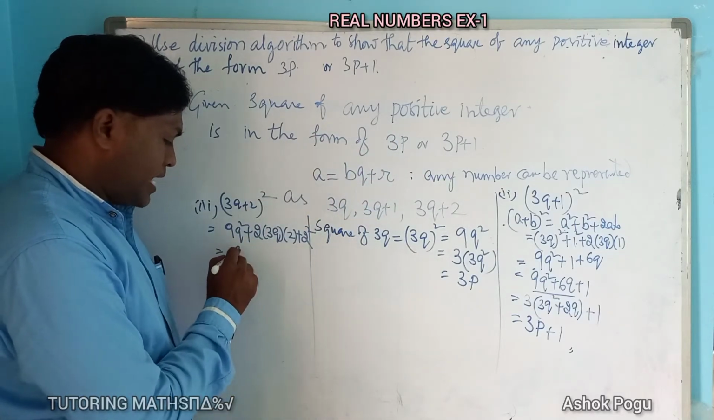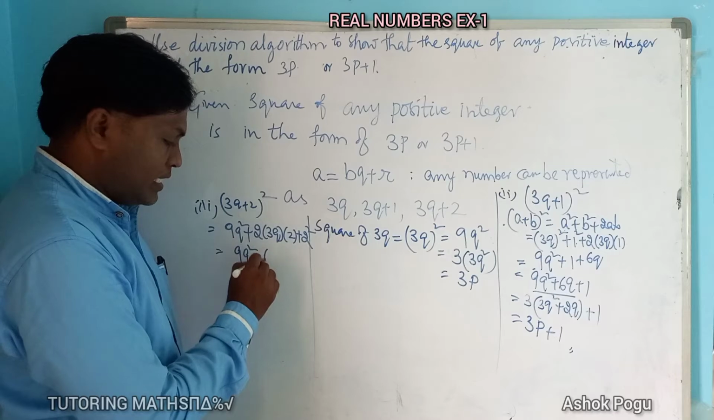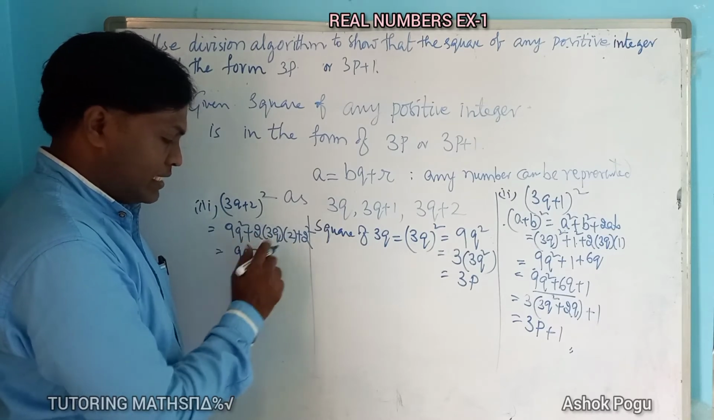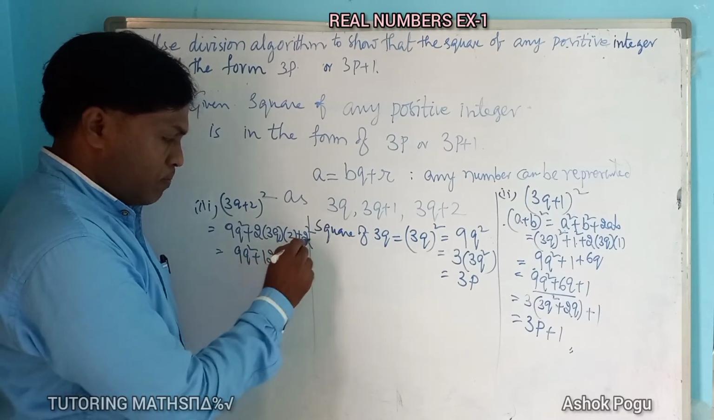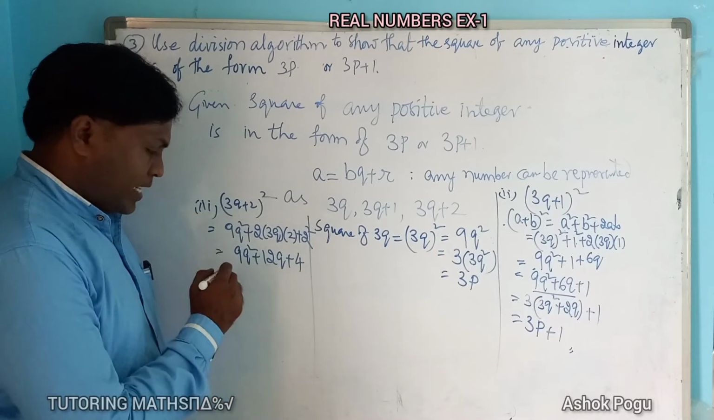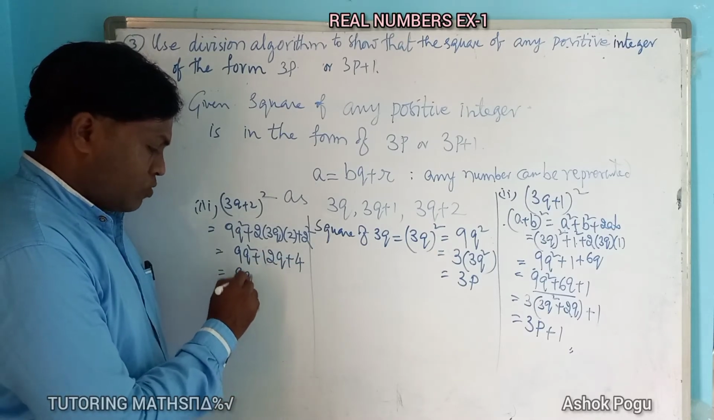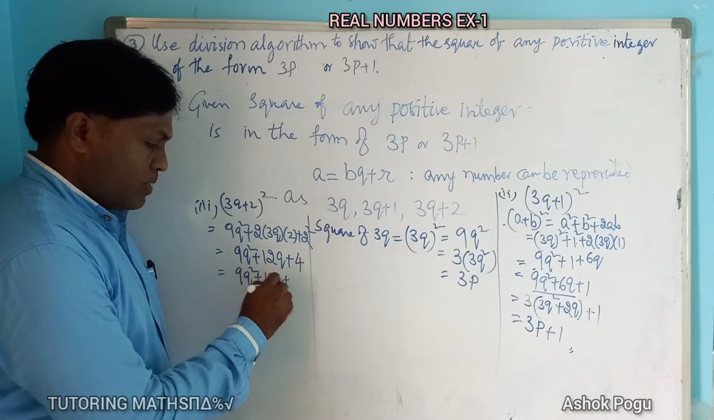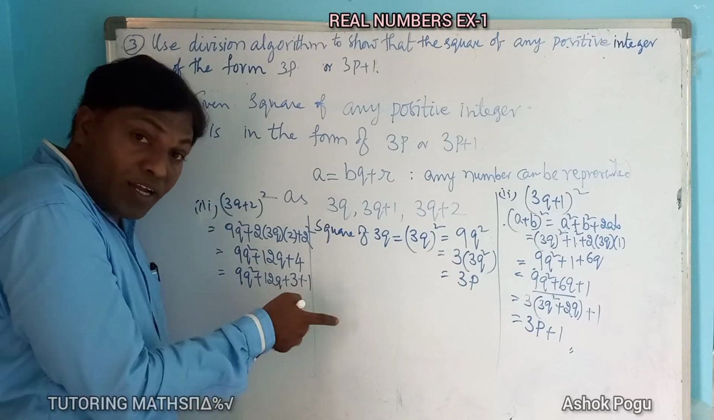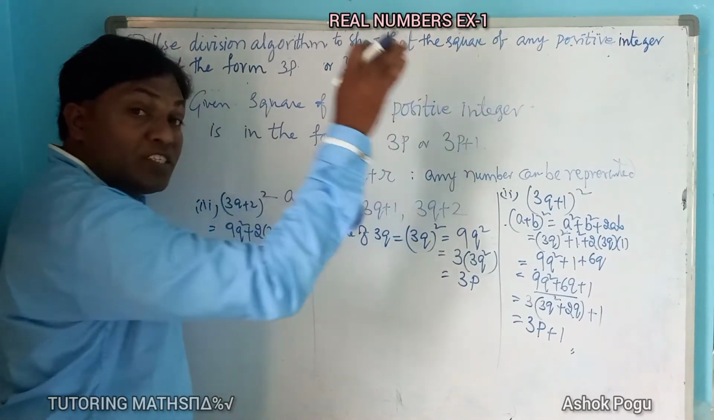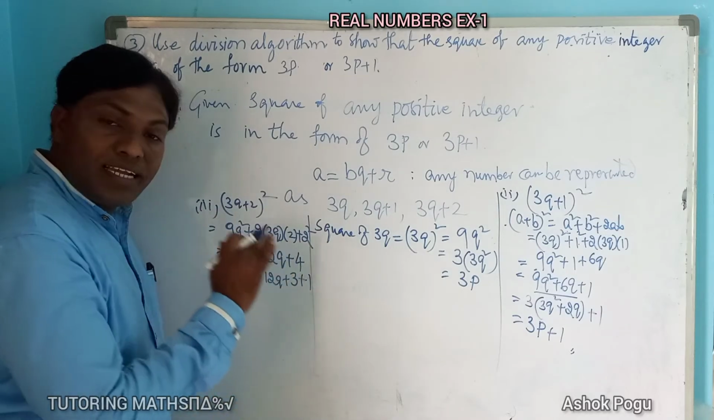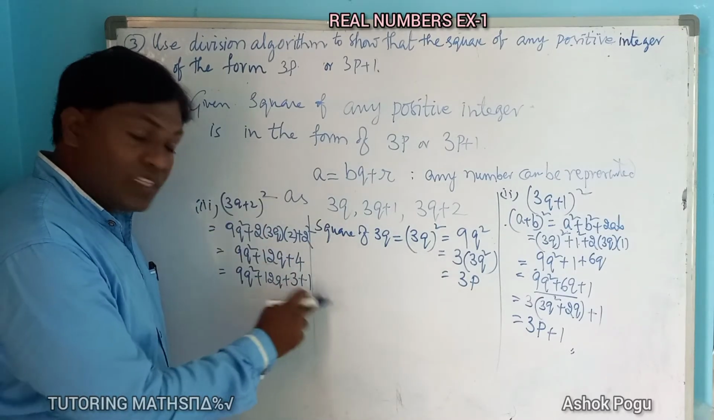Now it is 9q square plus 2 times 3 is 6, 6 times 2 is 12q plus 2 square is 4. Yes. Now let me write 9q square plus 12q plus 4 as 3 plus 1. Why plus 1? To get the 3p plus 1 form. To prove that form, we are taking 4 as a sum of 3 and 1.